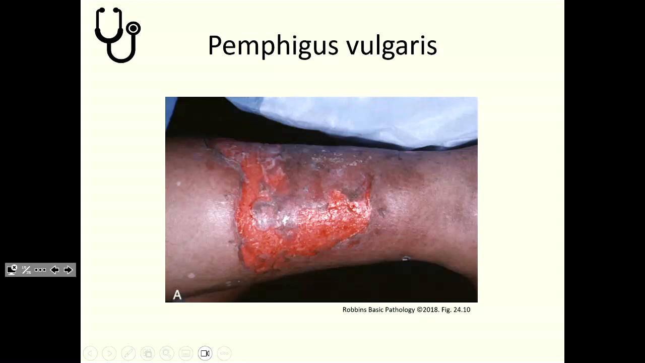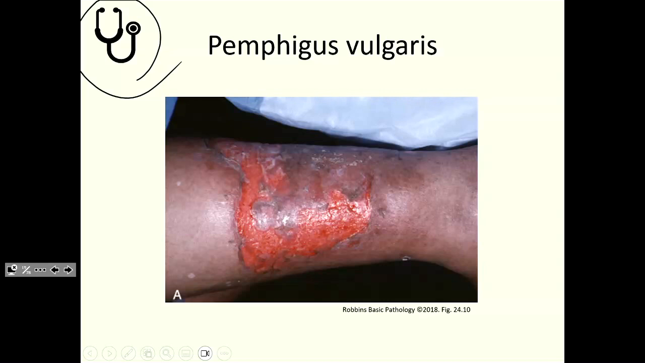So this is an FYI, okay? You don't need to make any notes here, but it gives you pretty pictures to connect things to. This condition, pemphigus vulgaris, is rare, but examiners love it. Have you heard of autoimmune diseases, where a part of the body basically attacks itself? Again, you do not need to write this down, but I'm just giving you an example.